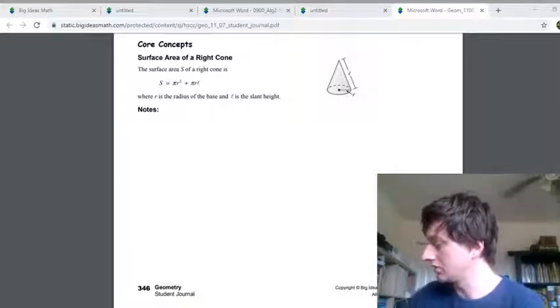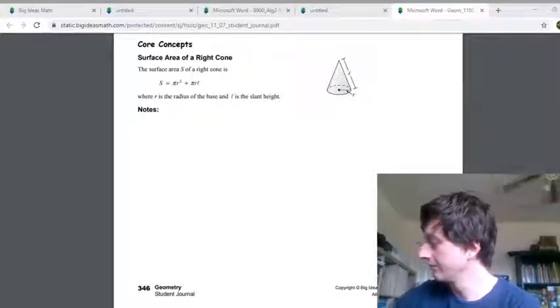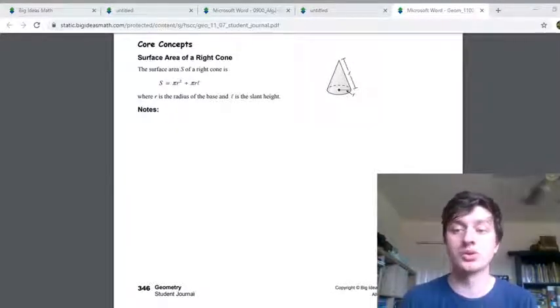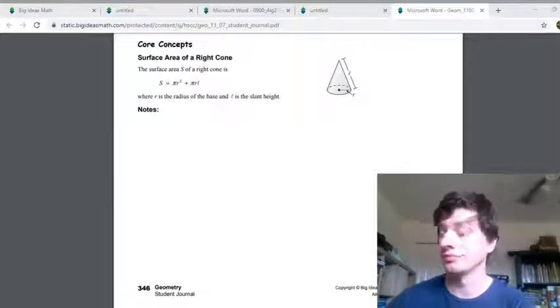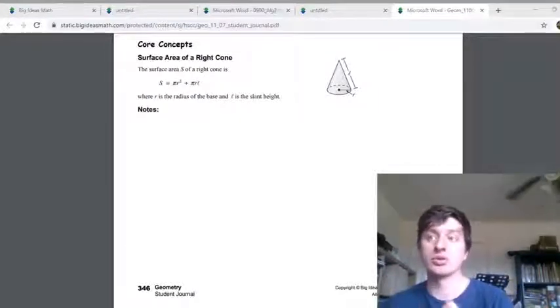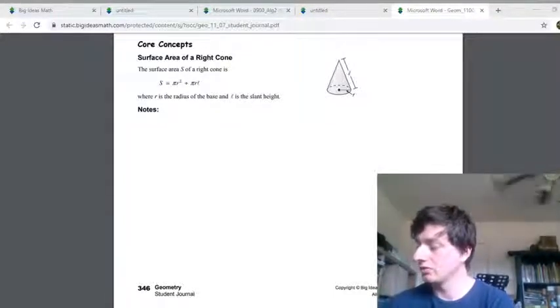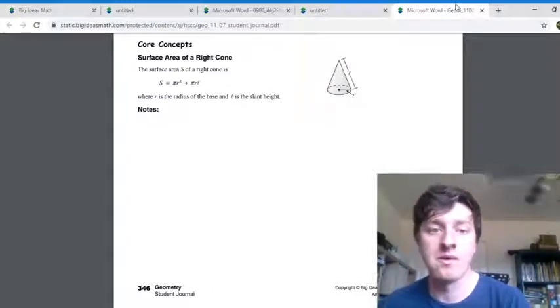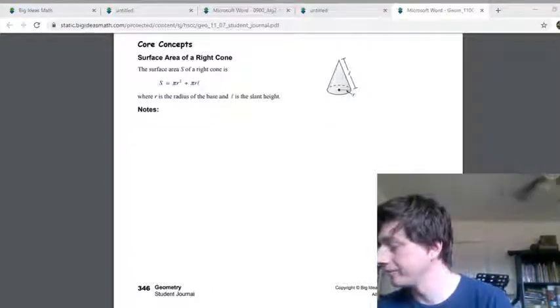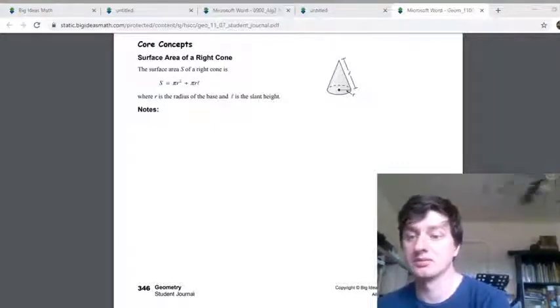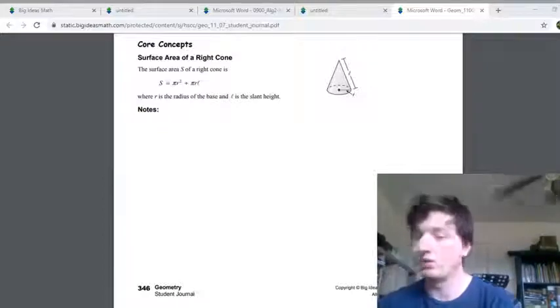And the surface area, remember, is like how much paint can we put on this? If this was an orange cone in the middle of the street corner, how much orange would it take to cover up the cone? So the surface area is going to be pi r squared plus pi r times the slant height, or the slant length, so L.